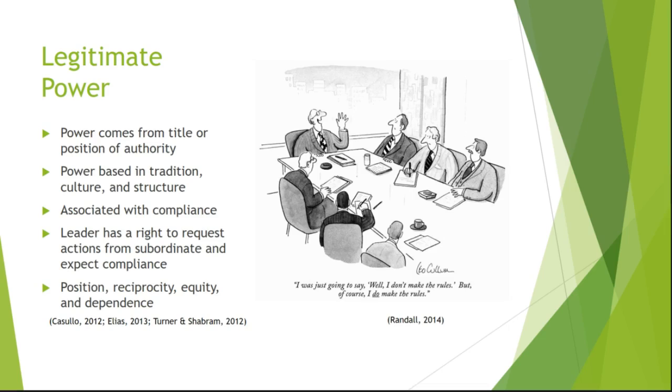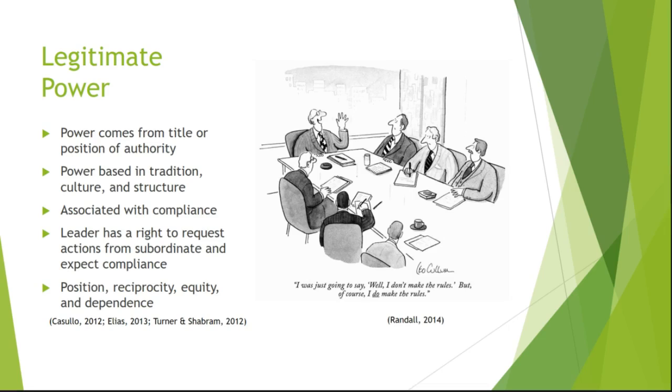Employees in an organization recognize that those who have achieved a higher level on the organizational chart have the authority to make demands on those who are lower on the chart. This type of power comes from the traditions of the workplace and the emphasis on the norms that have been established in that workplace. This type of social power is associated with compliance.